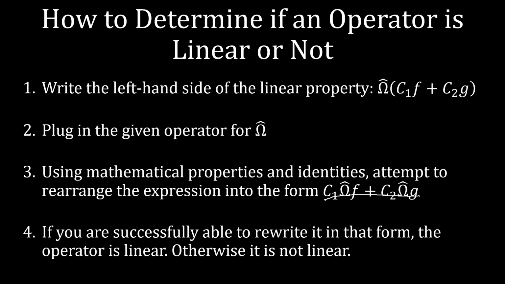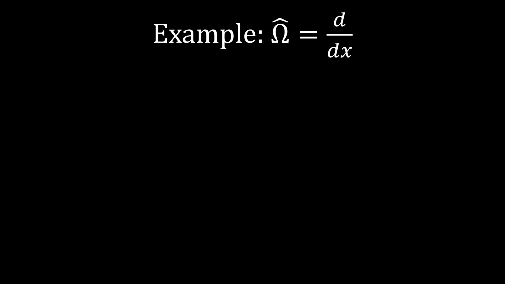From there, if you are successfully able to rewrite it in that form, the operator is linear. If we can't write it in that form, the operator will not be linear. So let's do an example of this.